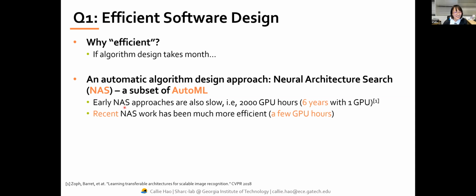So how good is it? Well, early NAS was not that promising. You can see in early years, this NAS can take 2,000 GPU hours. This is intolerable, right? So if someone works for 6 years to come up with a good design, he or she would already be fired like 3 times. But the recent NAS work has been much more efficient. I will cover it later, but usually the most recent NAS work can obtain a really good DNN design in a few GPU hours. That is much, much better, and this lays a solid foundation for efficient co-design.